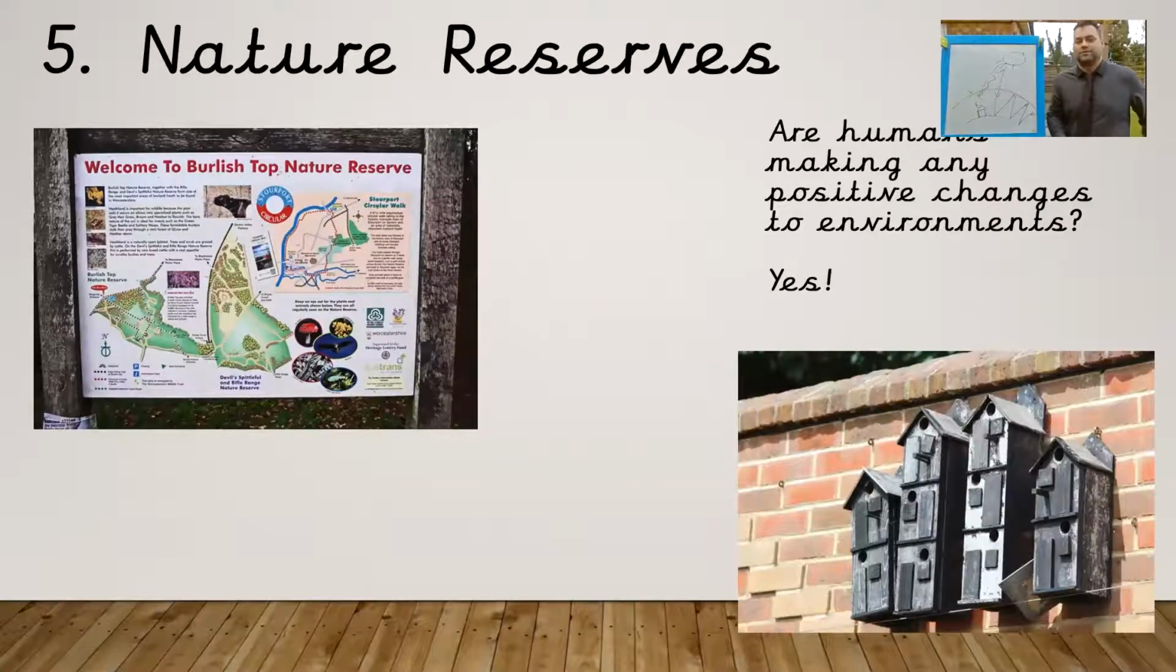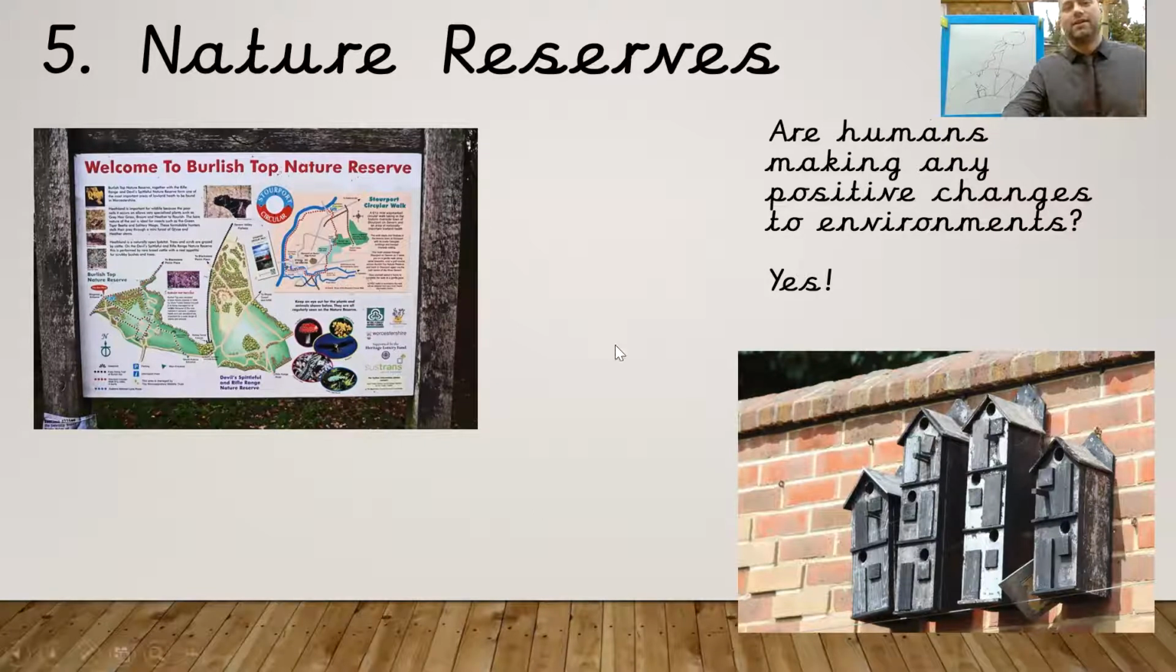Now, nature reserves. This is a positive thing that humans are doing to help the environment. And you see in these two pictures here, we've got a nature reserve, and here we've got loads of little bird houses that are stuck to a wall. Because maybe lots of birds' houses were destroyed by a tree being felled and brought down. So instead, they built these bird houses for the birds to live in.